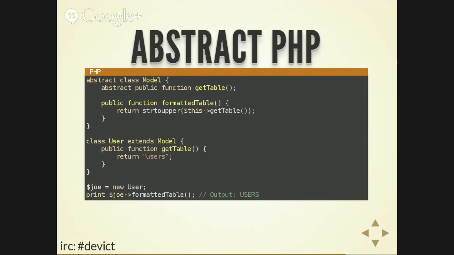So when Joe is a new user, when I say Joe, hey, what's the name? What's the formatted name of the table that this model goes in? It's going to say USERS in all caps. So this is kind of the idea with abstract classes and methods.